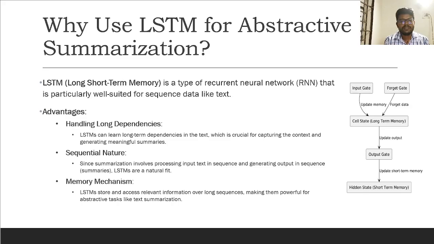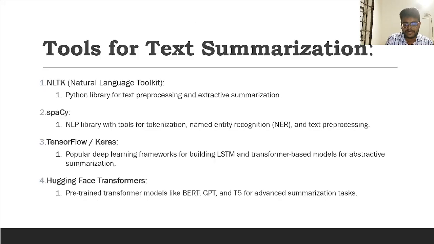In LSTM, we have mainly five components. We have long term, mainly the whole text, all the relevant and irrelevant text. Then we have short term, mainly the relevant text. Then we have the forget gate, which removes the irrelevant text, and input, which is the word we are working with. And then we have output, the text we need. So it has the advantage of handling long dependencies, sequential nature, and a memory mechanism.